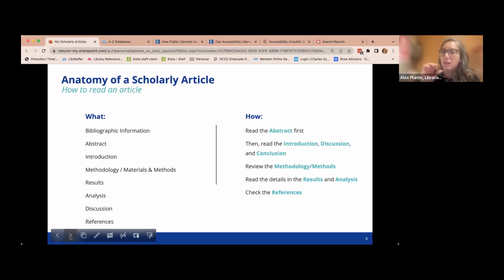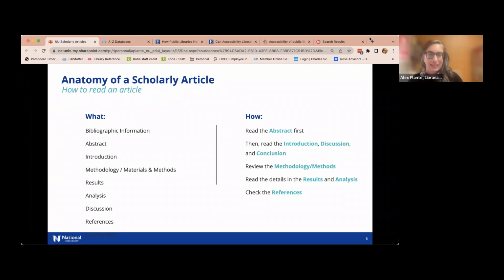So the way that I tell students to read them, and again, this might change depending on your comfort level as you begin to read more of these articles, you'll create your own cadence, your own style of doing this. But for newer readers, I say read the abstract first.